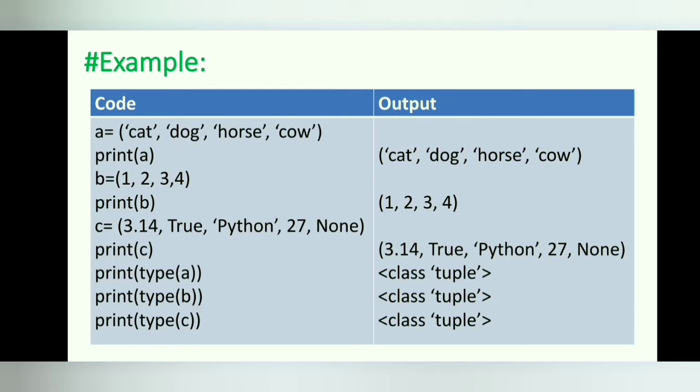This example shows that a tuple may contain values of the same data type or different data types. We can get the data type of an object by using the built-in function type in Python. The last three statements of the example will display the data types of the variables a, b, and c respectively. Here the data types are tuples. The tuple data type is represented by the tuple class in Python.